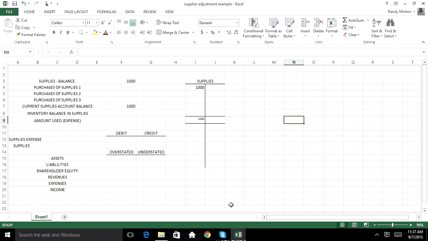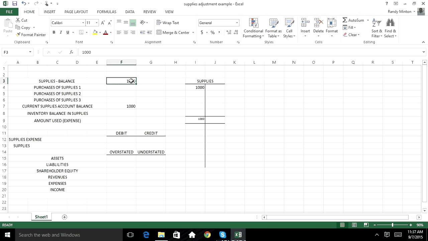Now, let's assume for a moment that we have $1,000 in the office supplies account. And how did we get to that number? Well, at the end of the last accounting period, we went into the supply room and we took an inventory. So if we had 2 boxes of paper, for example, at $32 a box, we would have multiplied 2 times 32 and got 64. And then we would have done that for every supply that we have in the cabinet. And when we were done and added everything up, we would have had a balance of $1,000.